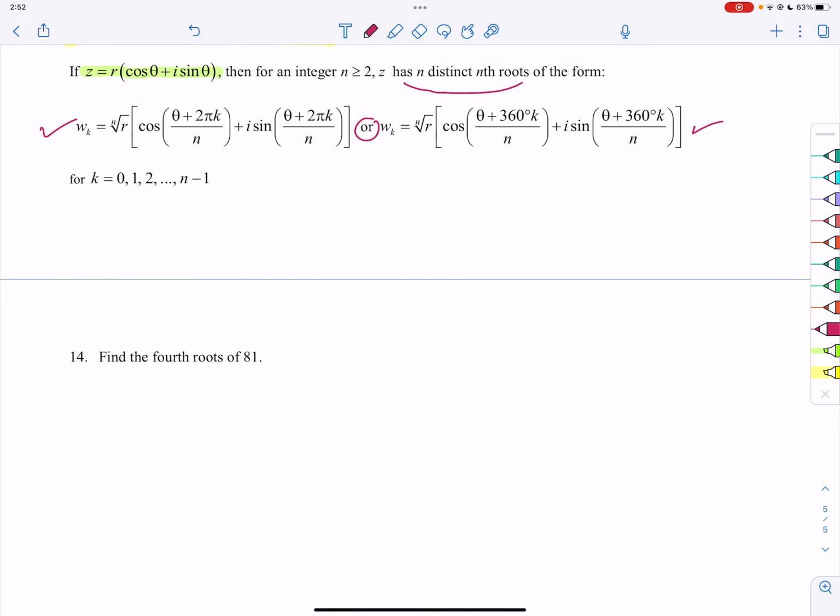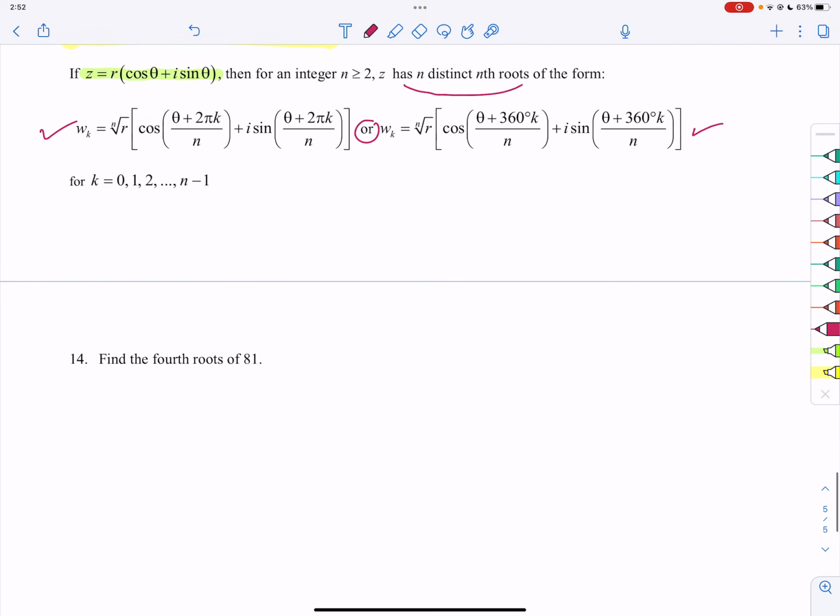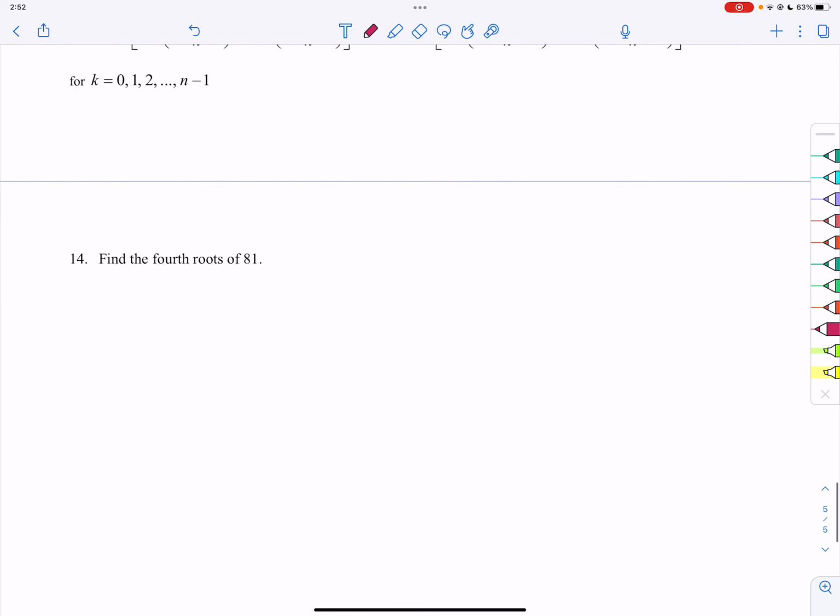So as you can see, we have z is equal to 81 plus 0I. And we also have that r is the square root of 81 squared plus 0 squared, and that's just equal to 81.